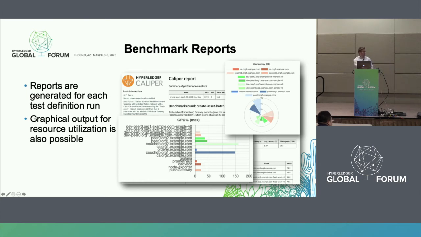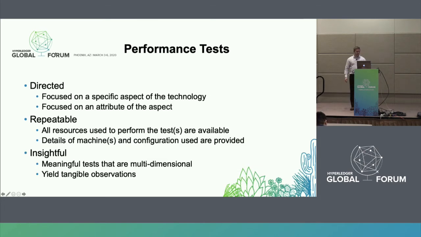So that's kind of the outputs of Caliper. But how can you use this and where are we using this? So I'll move on to thoughts about performance testing. Maybe not everyone here is involved in performance testing or testing at all. My view, it's a very personal view on performance testing, is that tests should be directed. They should be focused on a specific aspect of the technology or an attribute of that aspect.